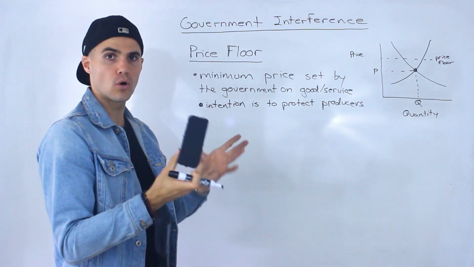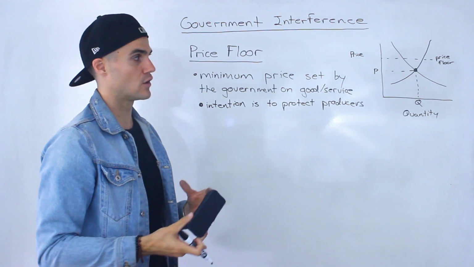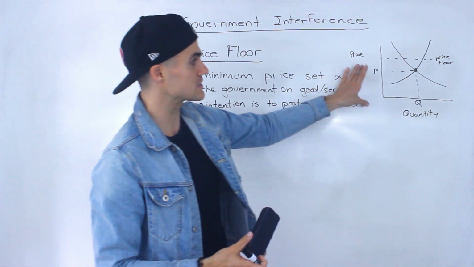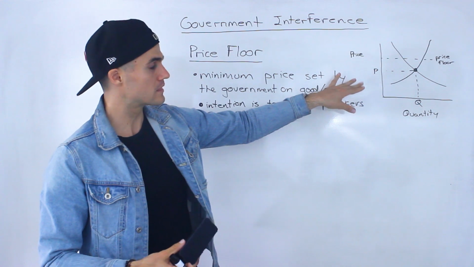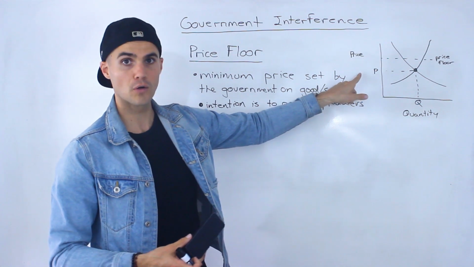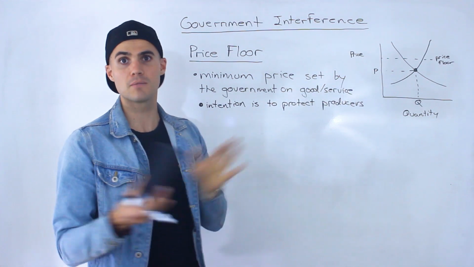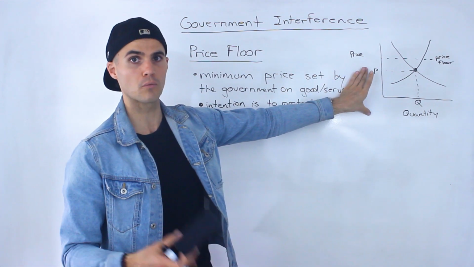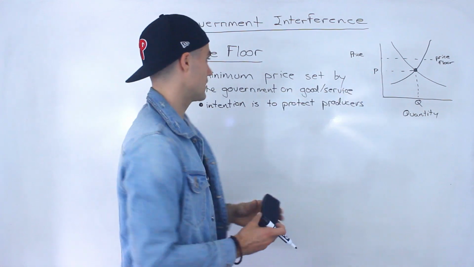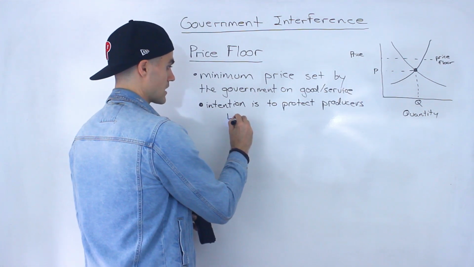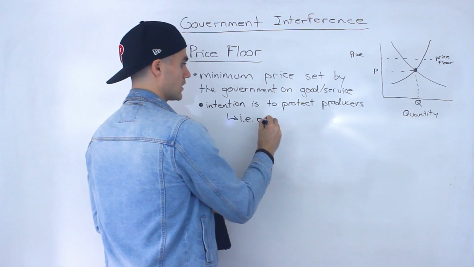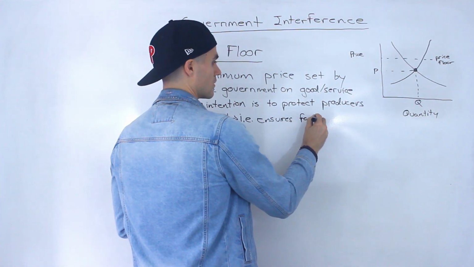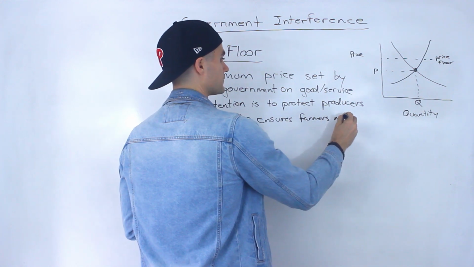But the problem is at this price and at this quantity, a lot of them can't make a living. It's actually too low a volume and too low of a price for them to pay their expenses. So if it was left up to the free market, a lot of farmers would just stop supplying. They might even change industries because this industry wouldn't be worth it for them. They wouldn't be able to make a living. Okay, so I'm going to put that example here, i.e., ensures farmers make a living.